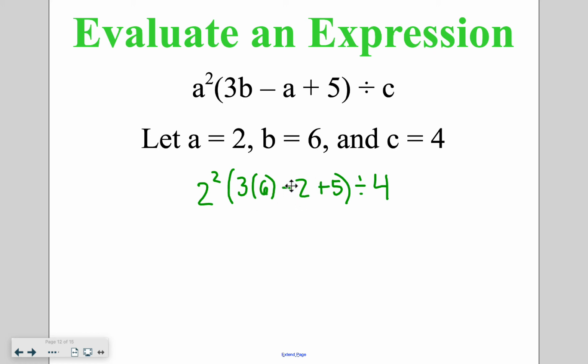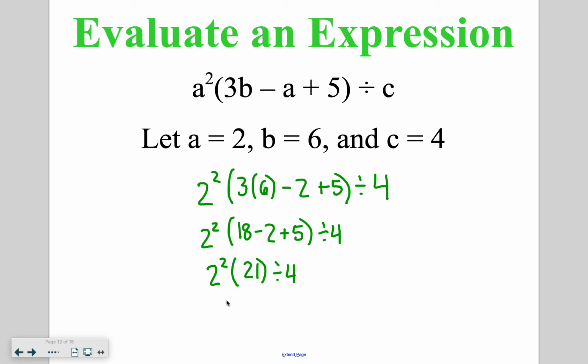I've got multiplication, subtracting, and adding, so I do the multiplication first, and that's going to give me 18 minus 2 plus 5 divided by 4. Because adding and subtracting are in the same group in PEMDAS, we can do that in the same step. So we have 18 minus 2 is 16, plus 5 is 21, and then continue that divide by 4.